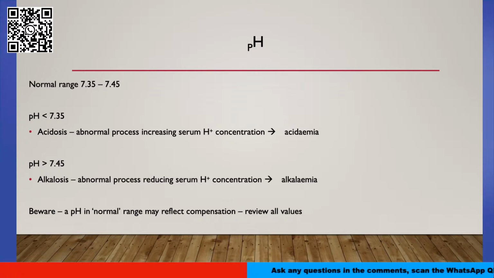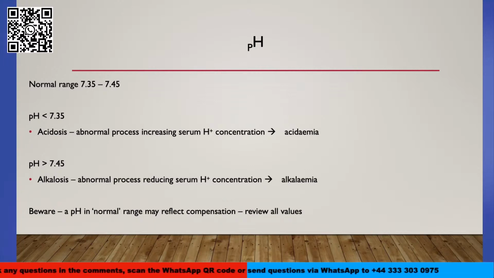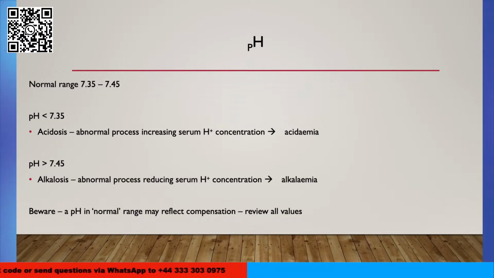Beware that sometimes you can get a pH within the normal range, but this may be due to some compensation from either the metabolic or the respiratory component. So you have to review all values. It's not enough to say, oh, this pH is 7.4, that's fine, and move on.